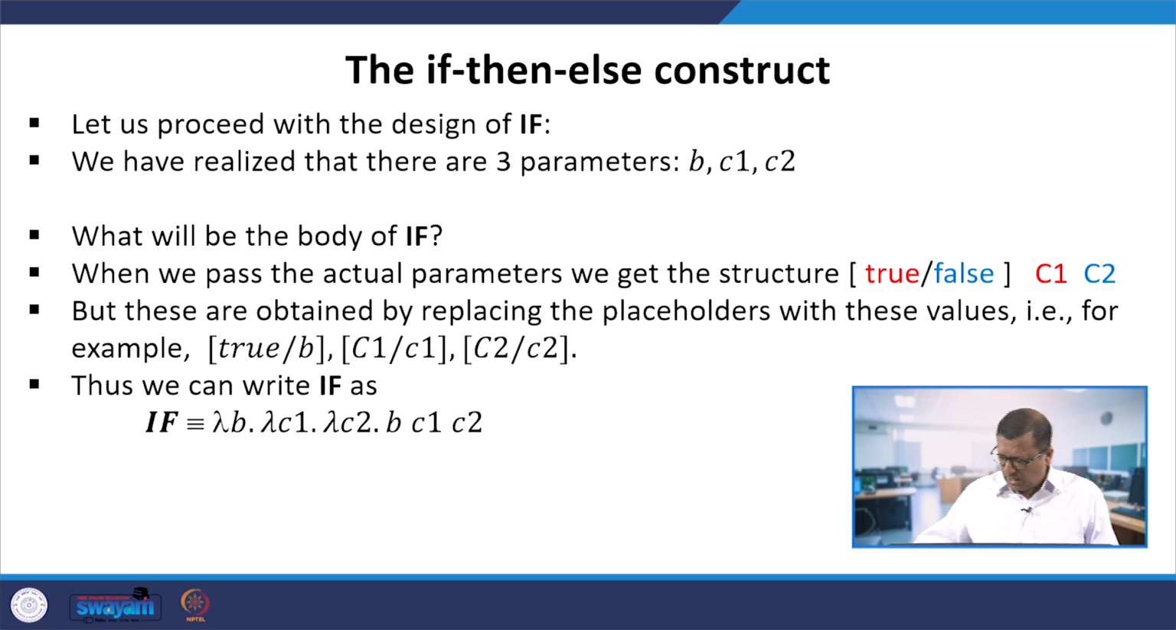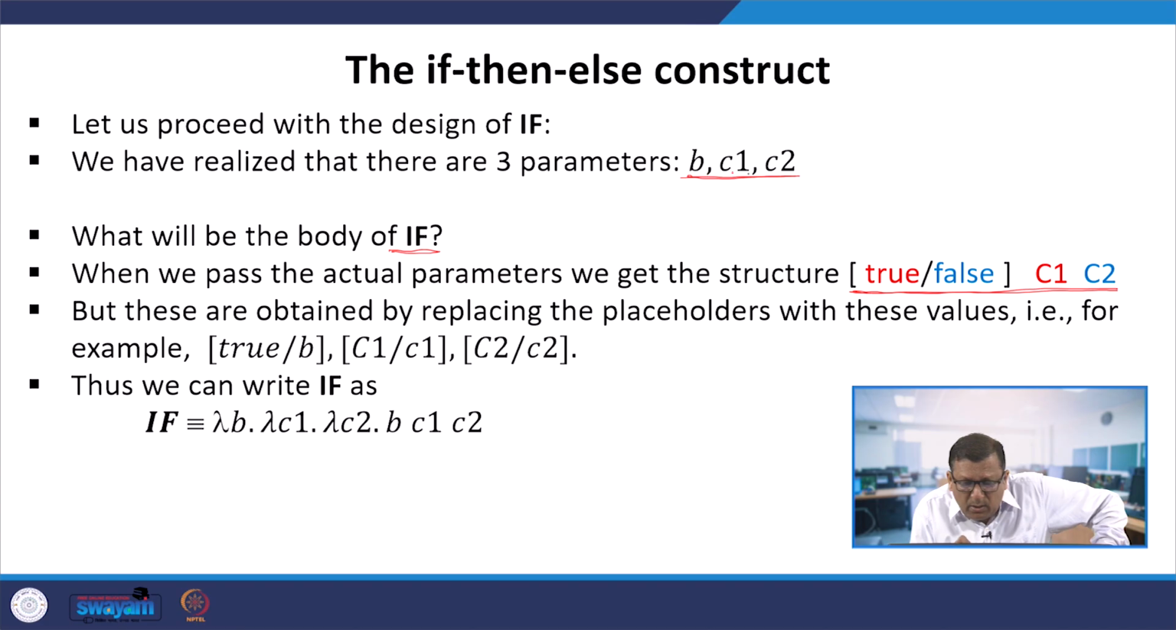So, now we are in a position to design the if. We will continue. First we have realized that there are three parameters B, C1, C2. The only thing that we have to do is the body, what will be the body of if. Now, when we pass the actual parameters, we get a structure like this. This we have seen. When we are passing the actual parameters for B, lowercase c1, lowercase c2, we get this one. Either it will be true or false, then it will be uppercase C1, uppercase C2.